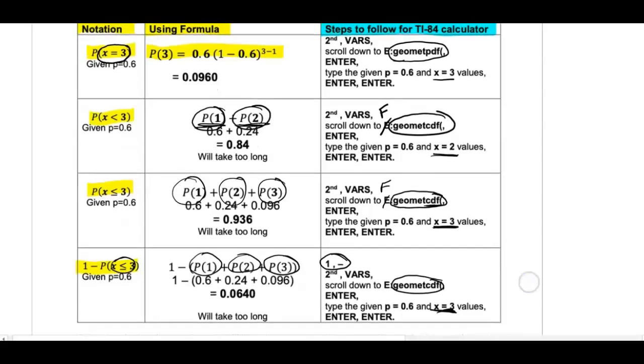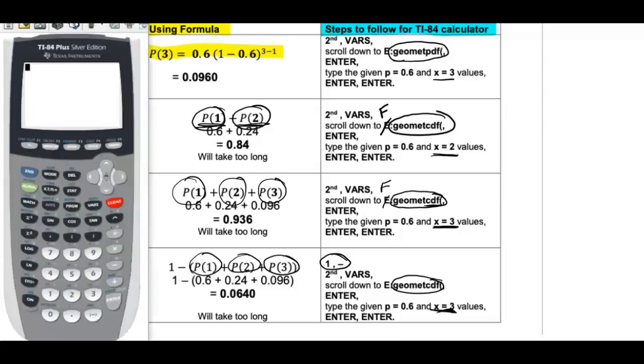Let's go ahead and try not question 1, but just what we see here in this first row. So I'm just going to follow the instructions. I'm going to show you my calculator. So here I have my TI-84 emulator. So you're going to click second. And how do you know you click second? You see a little arrow on your calculator. Bars, and then we're going to go down to E, geometric PDF. So that's 2, 3, 4.